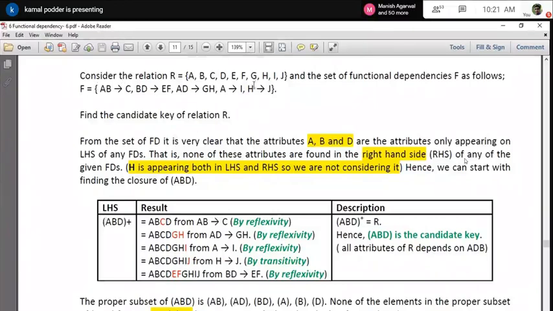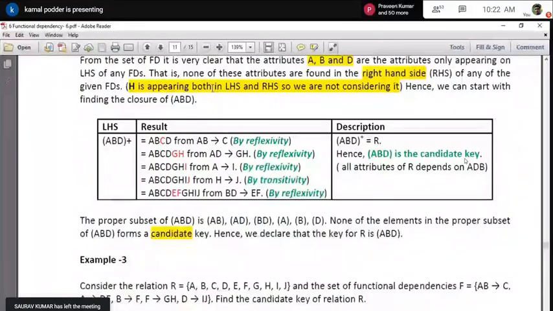But you just see here, H is also appearing in the left hand side, but I have not considered that H here, because H is also appearing in the right hand side. Okay, so if the given set is very big, in that case you can just apply this logic to identify the appropriate set of attributes from where you should start to find out the closure of the attribute. Okay, so naturally here I will try to find out the closure using the FDs to check whether ABD is a super key or not.